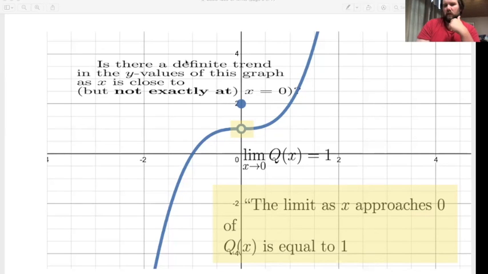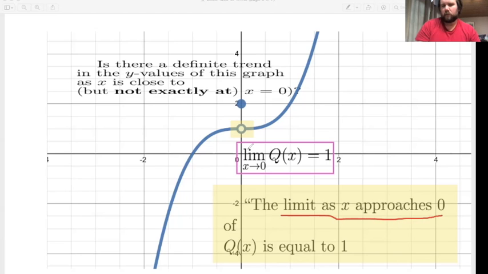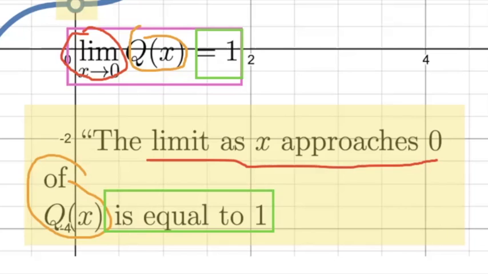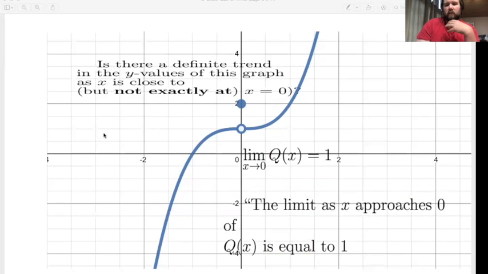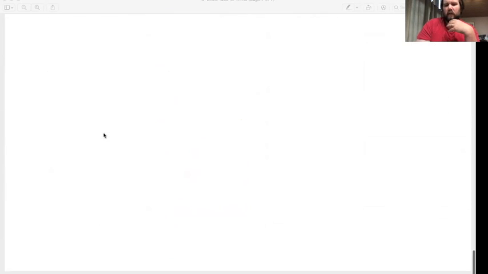We use something called lim, and then we put x approaching, with an arrow, the number we're approaching. The function is equal to the y value that it's approaching. So limit as x approaches 0 is in this piece, of q of x is equal to this piece, and is equal to 1 is captured in this piece. The big idea we need to get across is that this function value and this trend can be two different things.